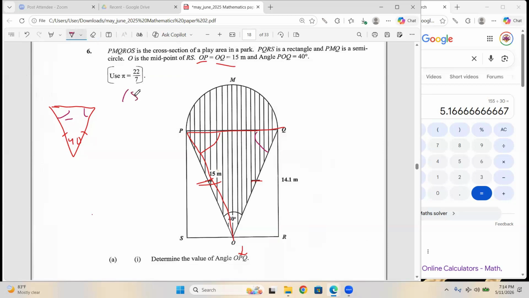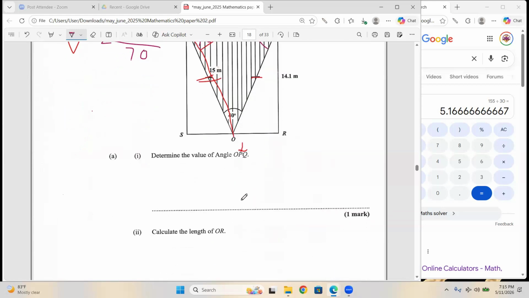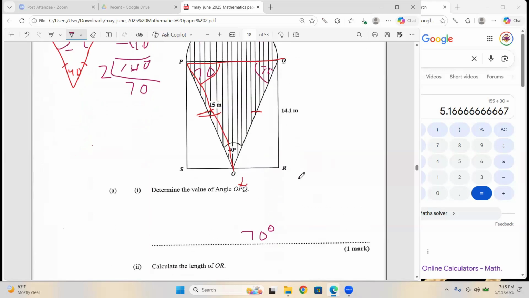So all we have to do is say 180 take away 40, which will give us 140, right? And then the two remaining angles, which are the equal angles in an isosceles triangle, you divide this by 2. 14 divided by 2 is 7. 0 divided by 2 is 0. So 70 degrees. Both of them will be 70 degrees. We could put it in case we need it. But the actual answer here would have been 70 degrees. You'll see why they give 1 mark, right? Even though they should have given a little bit more.